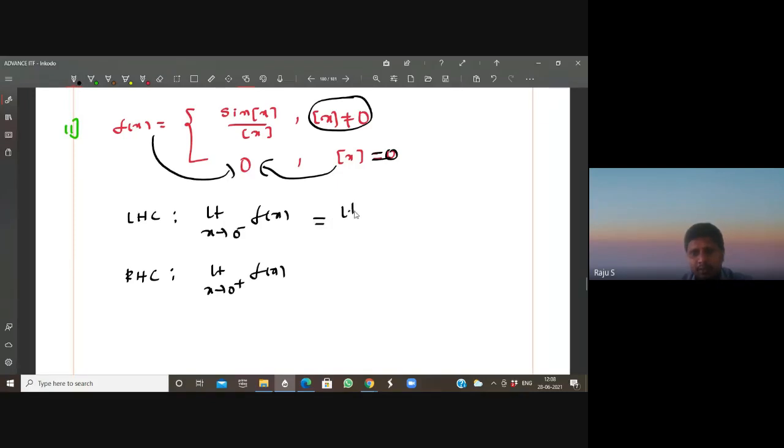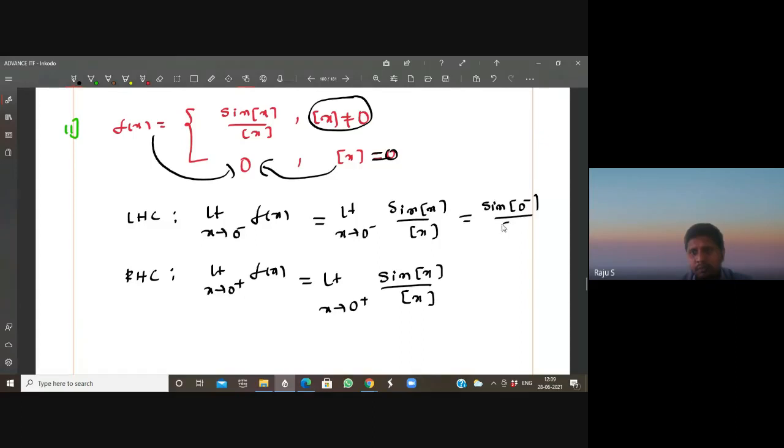So let's see now. Limit as x tends to 0 minus of sine of greatest integer of x by greatest integer of x, and limit as x tends to 0 plus of sine of greatest integer of x by greatest integer of x. I want to substitute 0 here: sine 0 minus by 0 minus, and sine 0 plus by 0 plus. Now you only tell me, what is the value of the greatest integer of 0 minus?